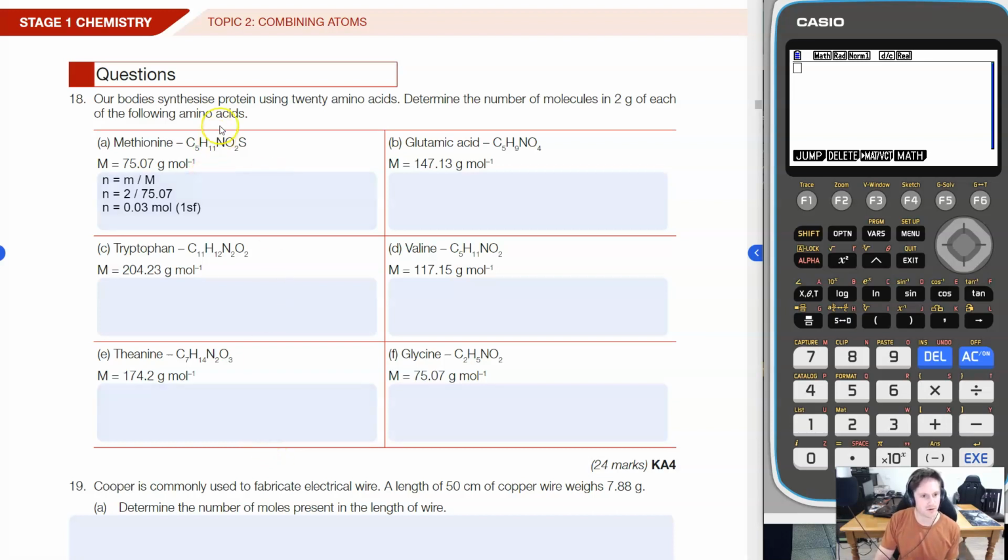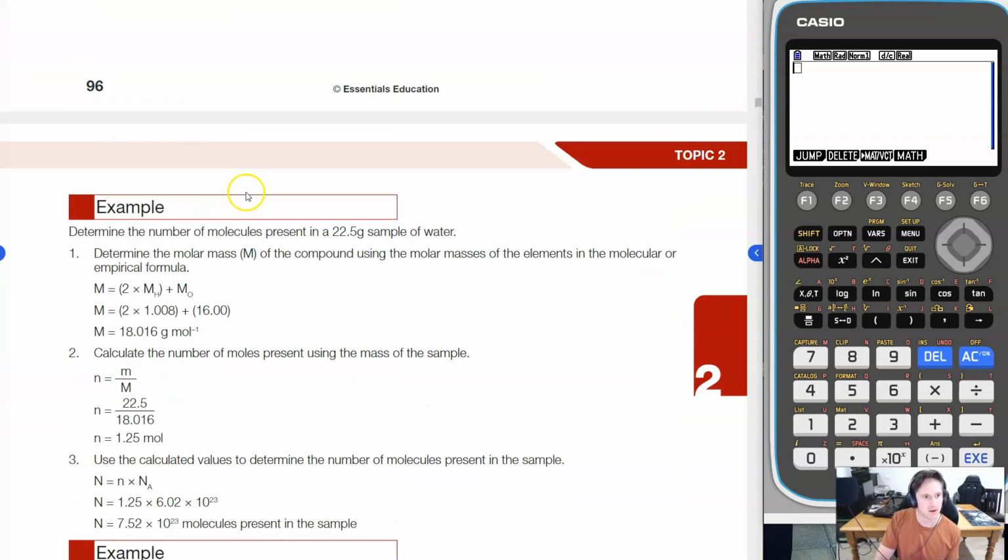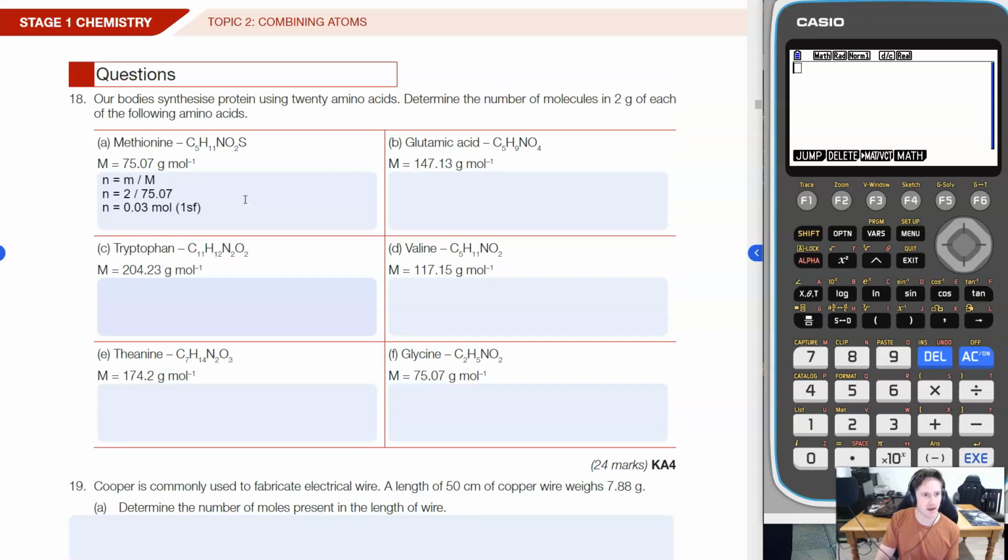Just want to work through some of the Essentials book questions for subtopic 2.3, which is looking at quantities of molecules. So first of all, we're starting with question 18. We're looking at calculating the number of molecules in 2 grams of each of the following amino acids.